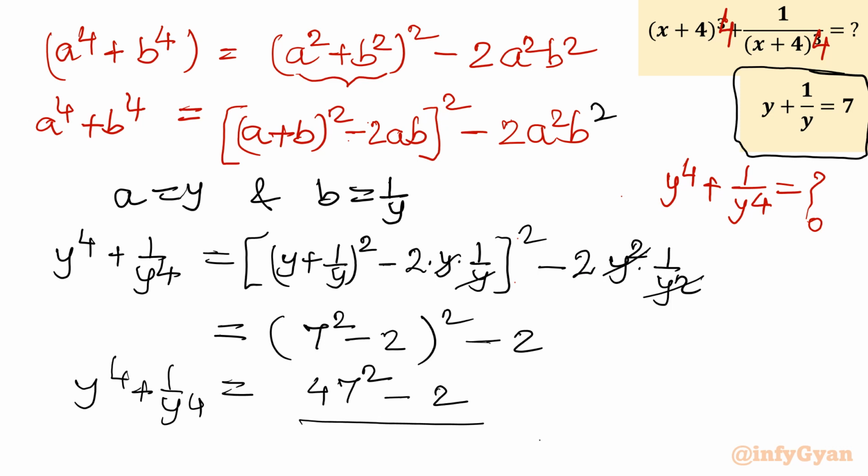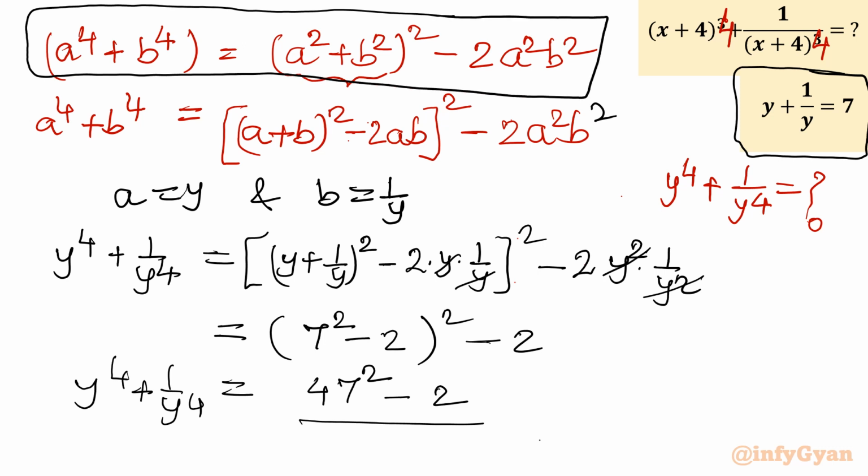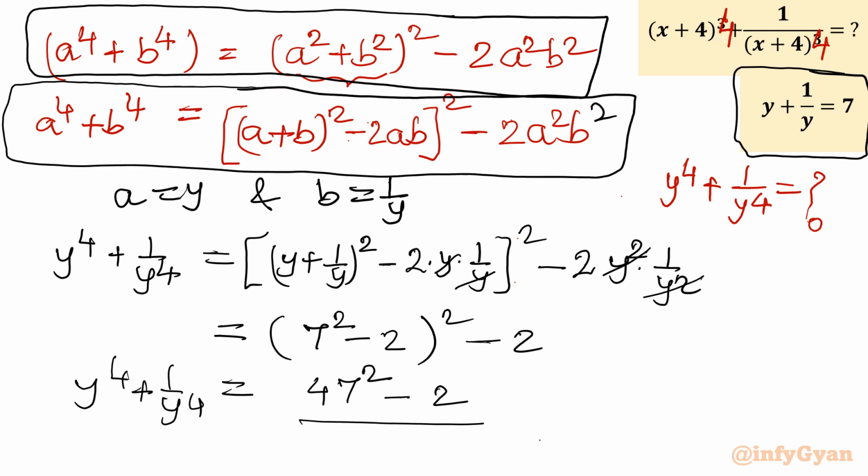This is how these algebraic identities are very effective. In terms of a square b square, this you can write, and in terms of a plus b known, then you can use this.